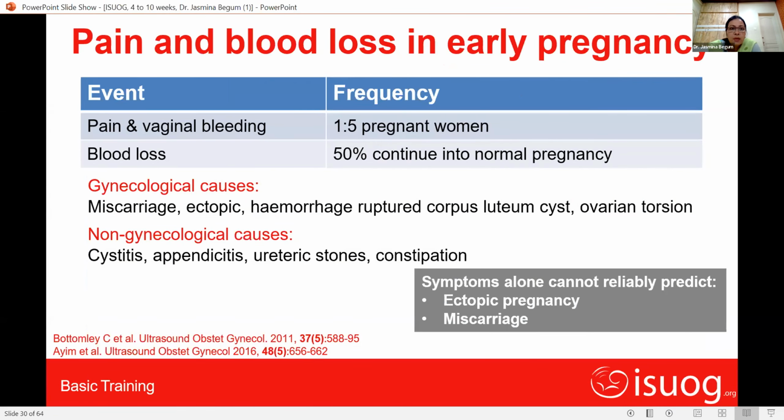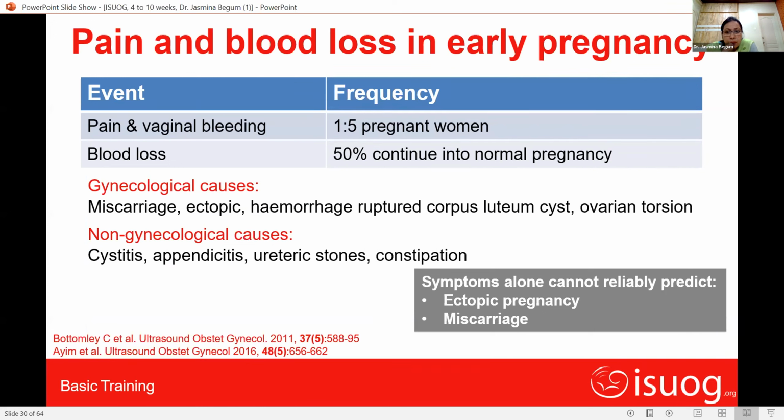So next we'll move on to the different symptoms that we come across in the early pregnancy period. About 20% of patients will have pain or bleeding per vagina or both symptoms. 50% continue into normal pregnancy despite the blood loss. There are many causes, obstetric causes like miscarriage, ectopic pregnancy, ruptured corpus luteal cyst, and ovarian torsion, which will cause severe pain. Similarly, we also have differential diagnoses like non-gynecological causes such as cystitis, appendicitis, ureteric stone, and constipation.